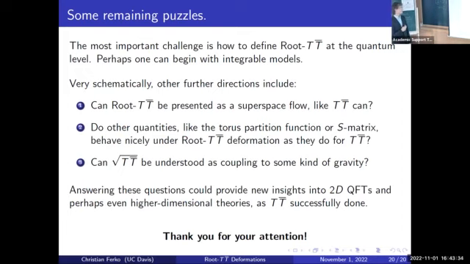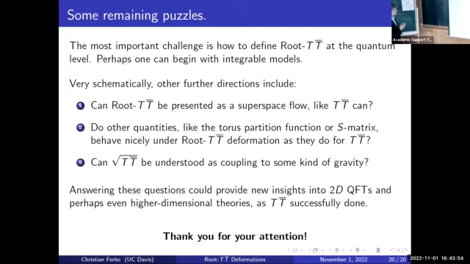And just a quick assortment of some other questions you might ask is whether this can be supersymmetrized, just as TT̄ can, and whether you can find flow equations for other observables like the S matrix or torus partition function, which I was also asked about here. Or whether you can understand it as coupling to some kind of gravity. So I think there's a lot to do.